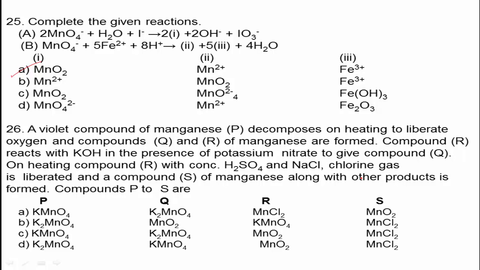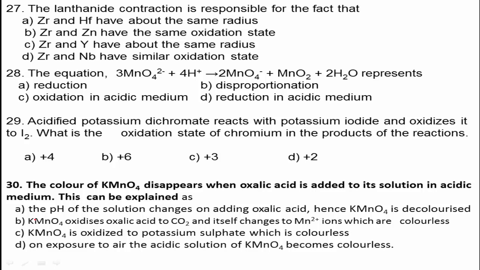Therefore the correct answer for this question is C. Next, question number 27. The lanthanide contraction is responsible for the fact that option A, Zr and Hf have about the same radius. Option B, Zr and Zn have the same oxidation state. Option C, Zr and Y have about the same radius. Option D, Zr and Nb have similar oxidation states.